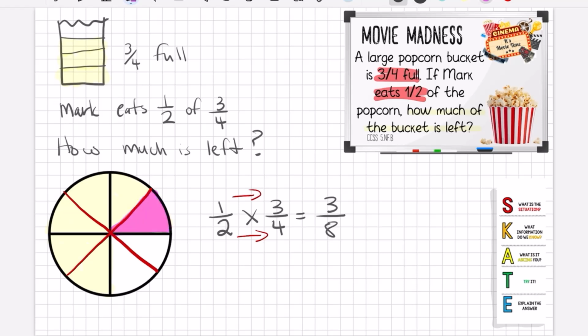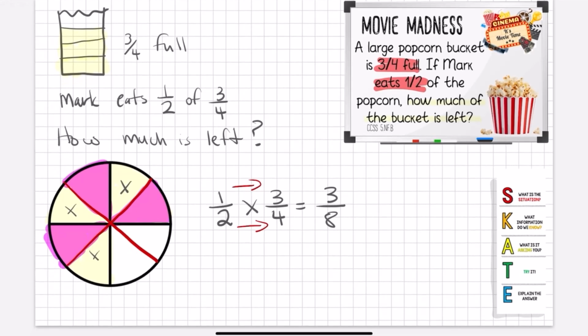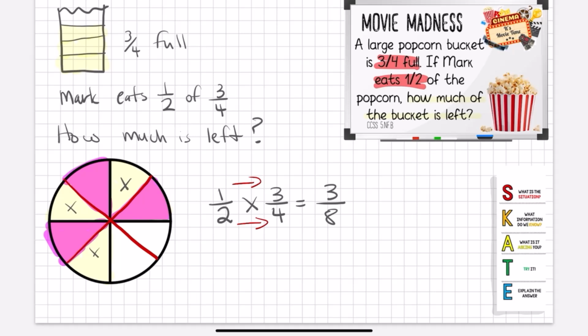So, of that 1/4 section, he ate half. Of the other 1/4 section, he ate half. Of the last 1/4 section, he ate half. So the pink represents what he ate. The cool thing is that the yellow sections where I drew those X's represents what's left. And that's exactly the same as what he ate. So he ate 3/8, and there's 3/8 left.